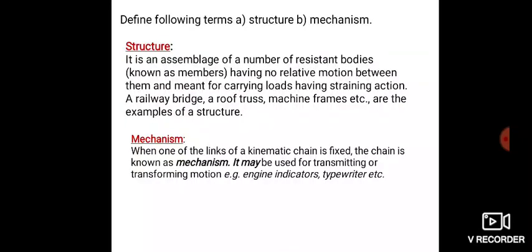For example, a railway bridge, roof truss and machine frames. Okay, these are some common examples of structure. Then mechanism is nothing but when one of the links of the kinematic chain is fixed, then the chain is known as mechanism. It may be used for transmitting motion. For example, engine indicators and typewriters are some examples. So these two definitions may be asked for 5 marks.